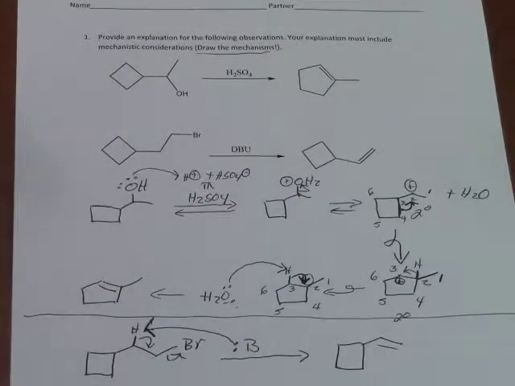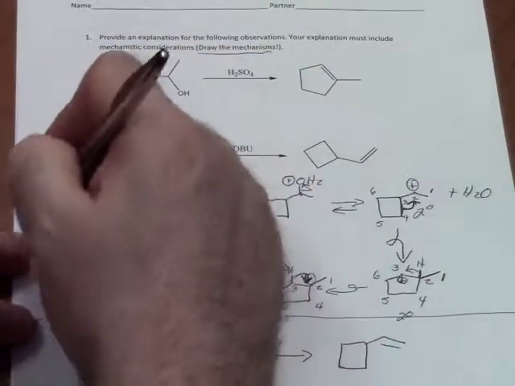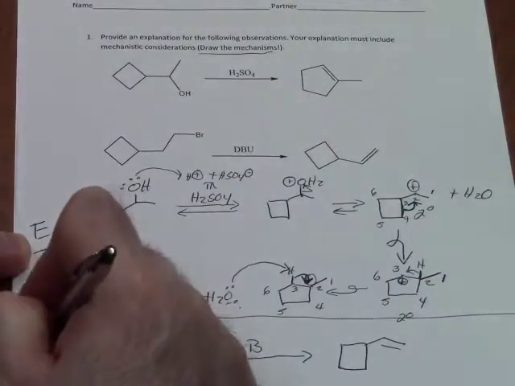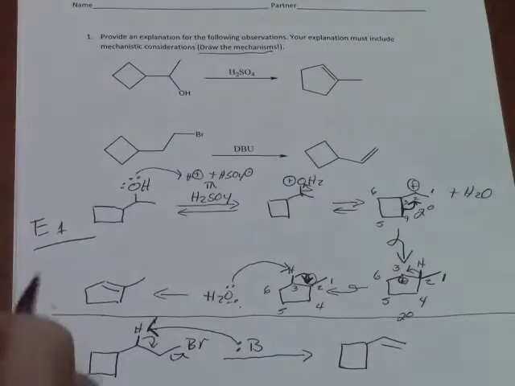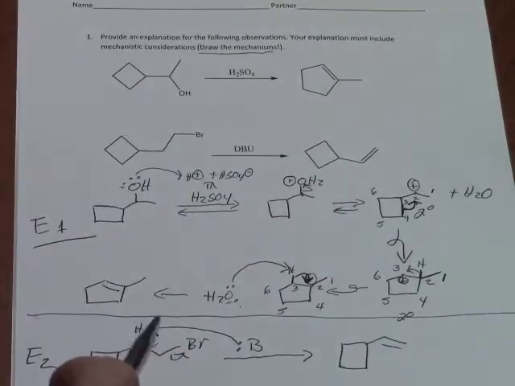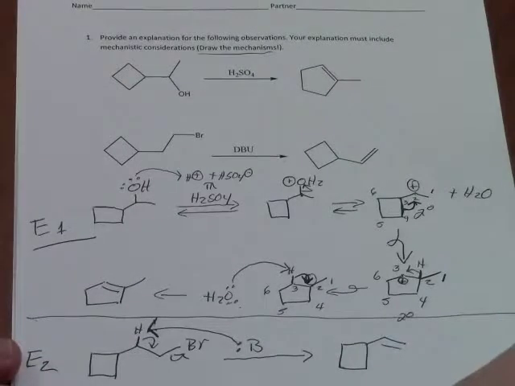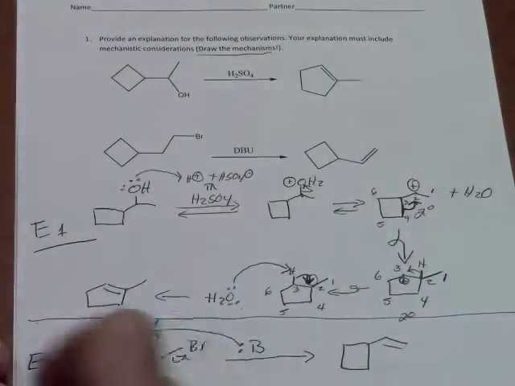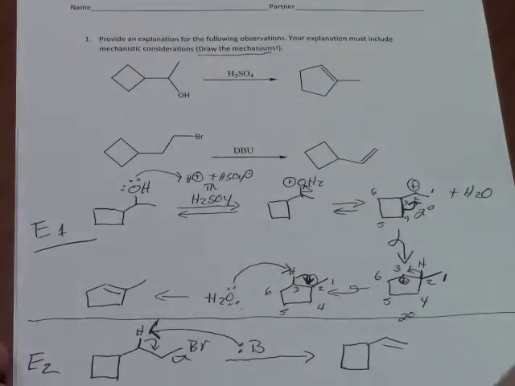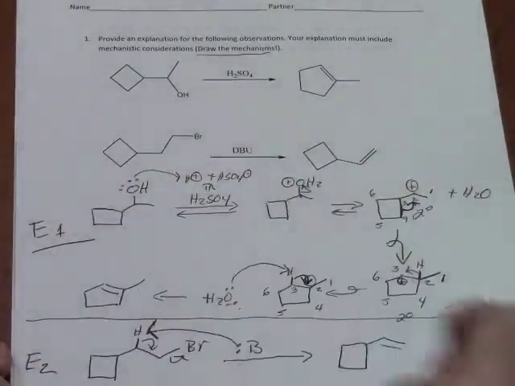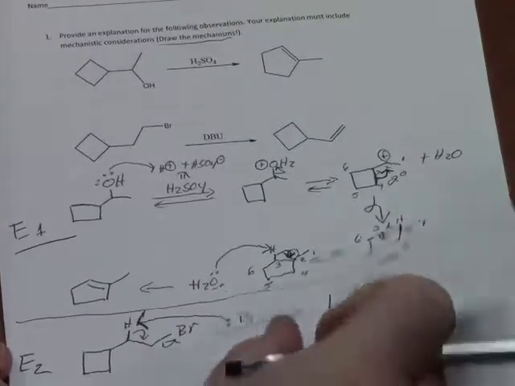So the reason that we get two different products here is because the first one is going through an E1 elimination, whereas the second one is going through an E2 elimination. And E1s go through a carbocation intermediate, which allows for that rearrangement to occur. So what I'm saying to you should have been somewhere in your explanation, as well as these mechanistic considerations.